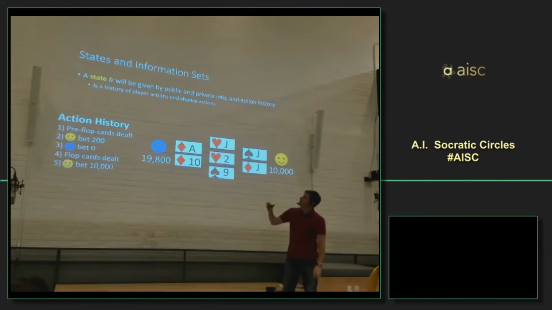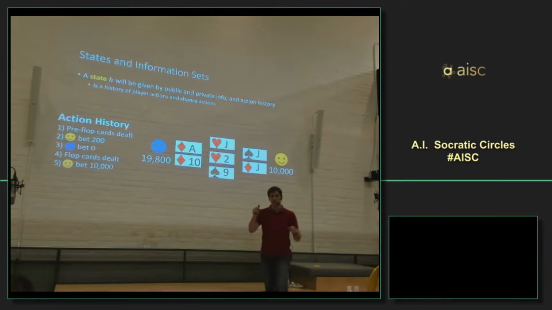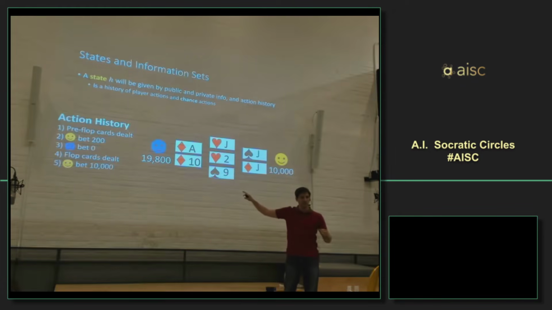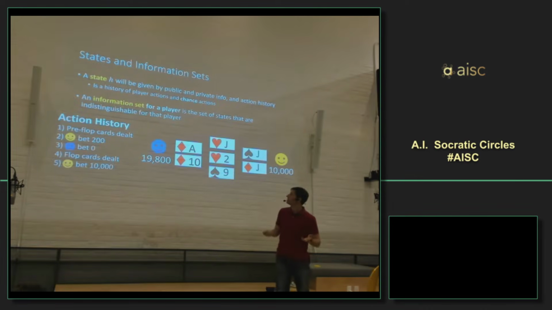So we're still going to have this notion of a state, and it's going to be a history of actions. That's going to include both actions by the players and actions by the dealer, if you will, which is called chance. A state is perfect information in some sense, but that's not what an individual player sees. An individual player instead sees what's called an information set. An information set is a set of states that the player cannot distinguish between.